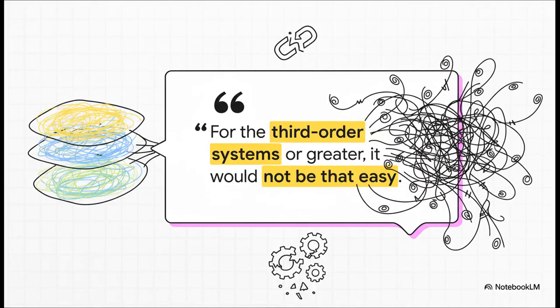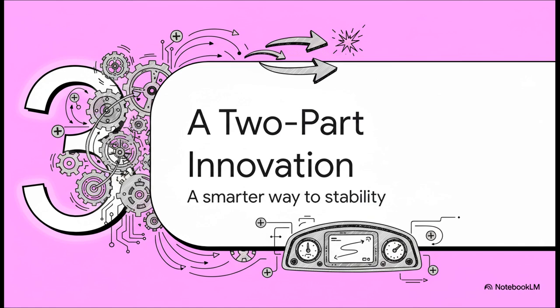And look, this isn't just some abstract theoretical problem. The researchers behind this very paper put it pretty bluntly. They said that once you get to a system with just 3 or more layers of complexity, this classic method becomes almost totally impractical. It is simply too much math to handle. So how do you solve a problem that just keeps exploding? Well, the smart answer is you don't. You sidestep it completely. And that is exactly what this research proposes.